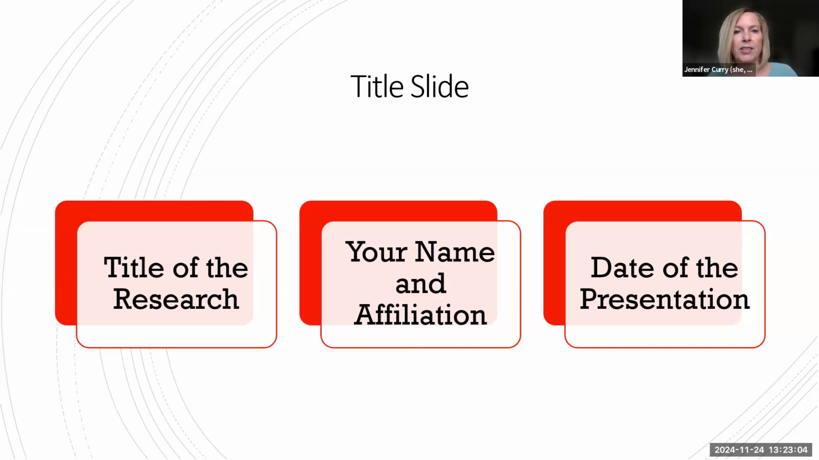And in order to present your research project, you'll need the title of your research, your name and affiliation, which will be St. George Fire Department, and the date of the presentation.